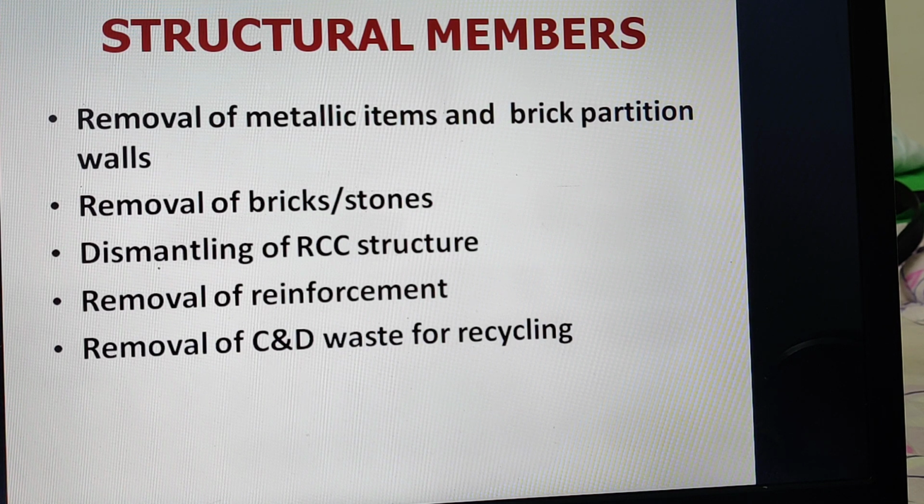Removal of reinforcement is to be done at the site so that it does not go to the recycling yard. In the recycling yard we send only C&D waste, and C&D waste is recycled into many components like sand, aggregates, recycled aggregate or recycled concrete aggregates.